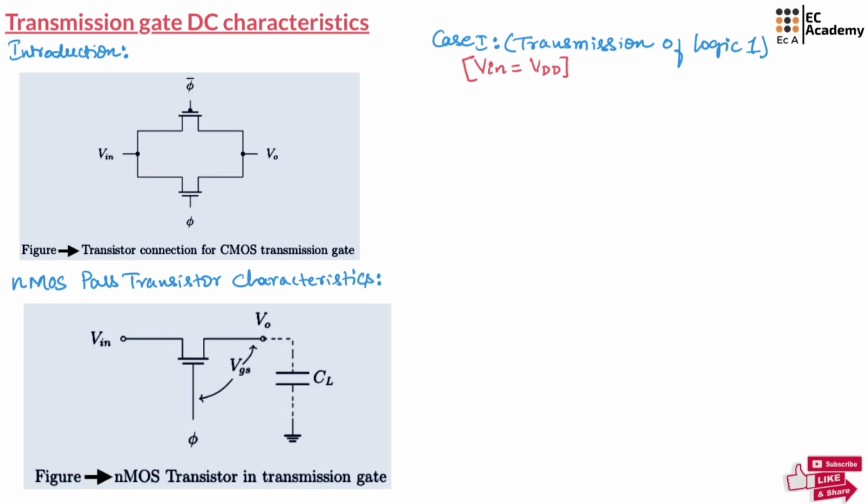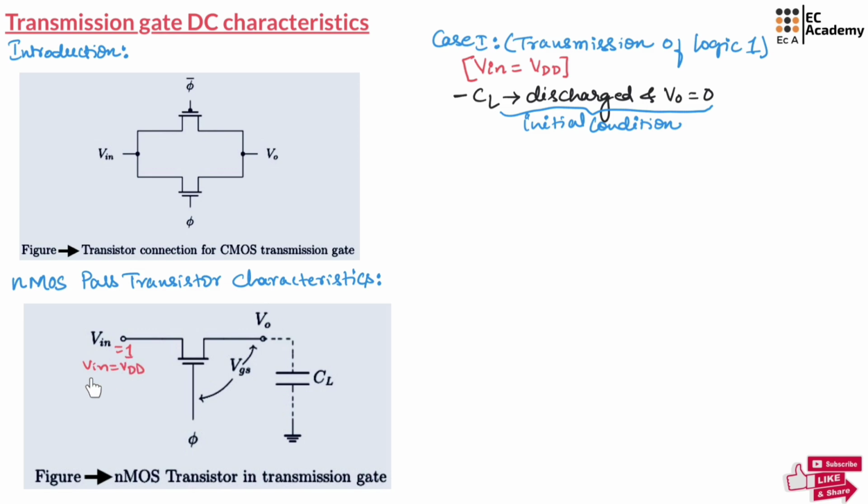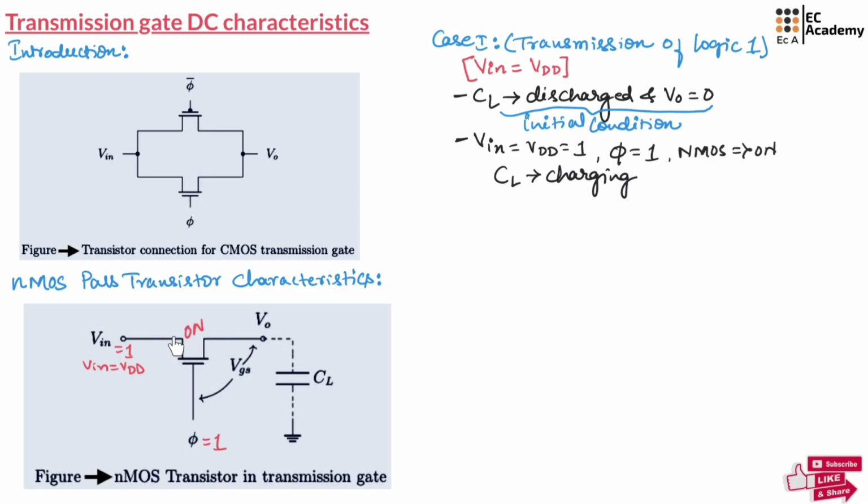In this case, initially we'll assume the capacitor CL is discharged, which will be the initial condition, and V0 will be equal to 0. Now when input is equal to 1, which means Vin is equal to VDD and phi is equal to 1, the NMOS transistor will be on, and once NMOS transistor is on, there will be a path between input and output and it will start charging the capacitor CL. Here the current flows until the V0 approaches VDD minus VT.